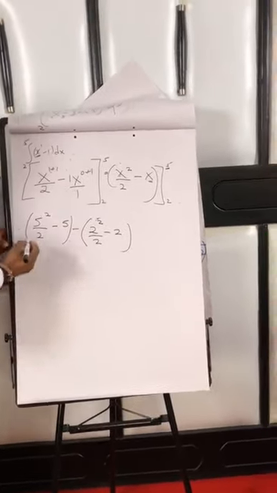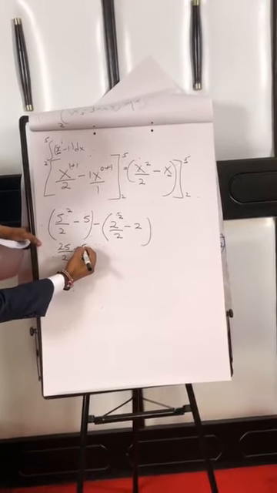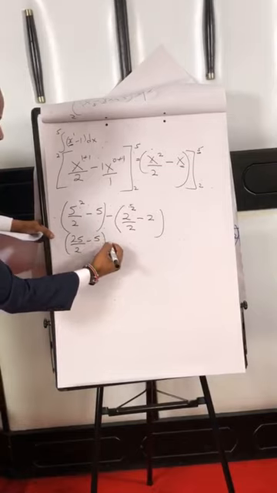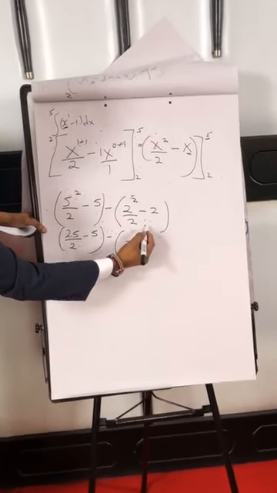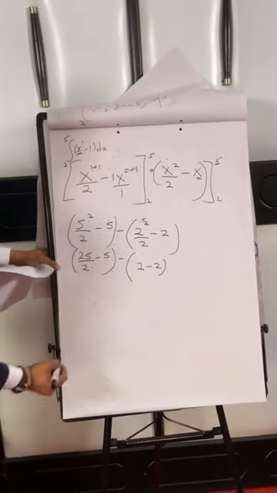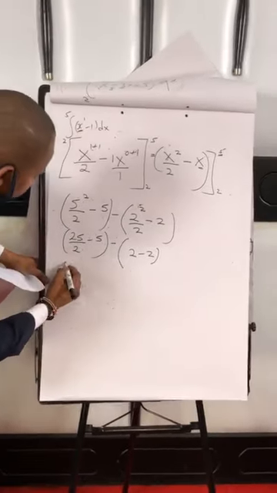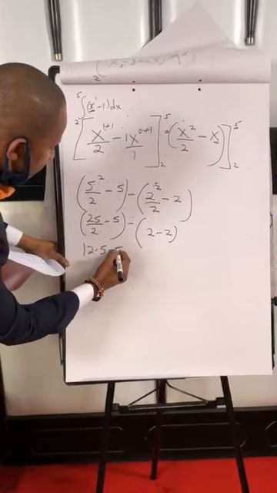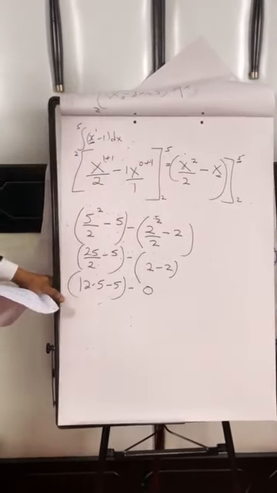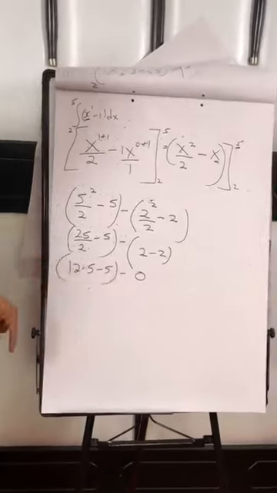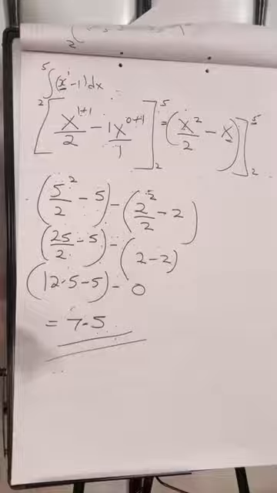You open this up. 5 squared is 25 from your calculator. Divide by 2, minus 5, minus 2 squared is 4. 4 divided by 2 is 2. Then minus 2. 25 divided by 2 is 12.5. So 12.5 minus 5, minus 2 minus 2 is 0. Therefore, 12.5 minus 5, you get 7.5. That is the value.